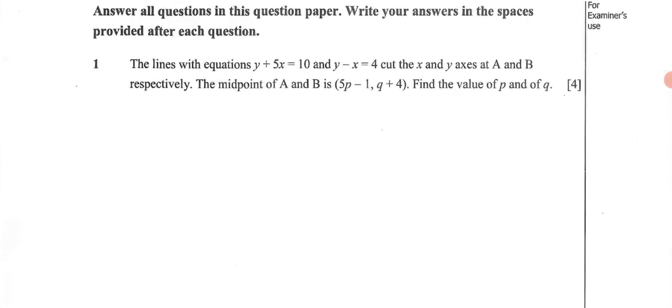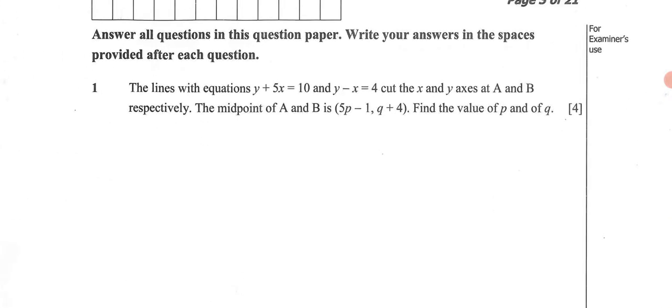They are saying the lines with equations y plus 5x is equal to 10 and y minus x is equal to 4 cut the x and y axes at A and B respectively. The midpoint of A and B is (5p minus 1, q plus 4). Find the value of p and q. This was carrying 4 marks.